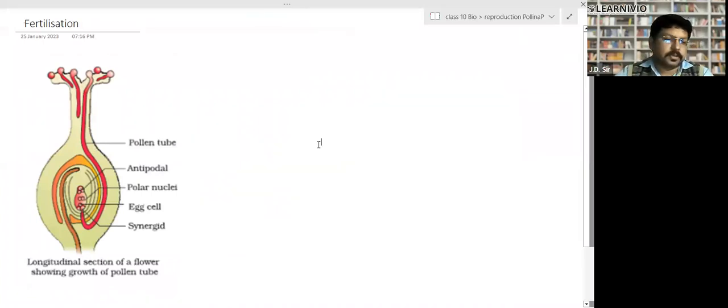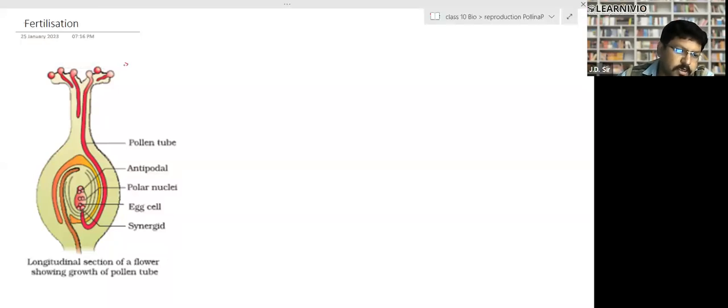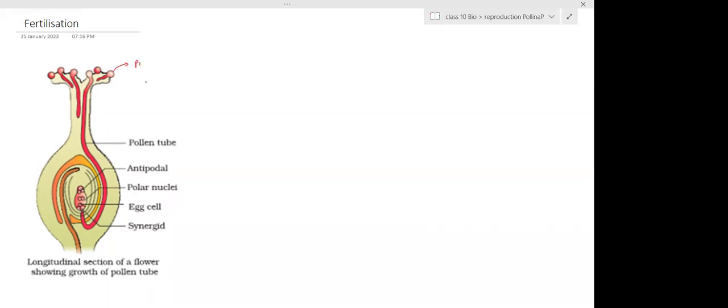Look, this is fertilization. That's how fertilization takes place, and pollination we have already understood. Now let me tell you what fertilization is. I have already told you that these small structures are called pollen grains. These pollen grains start germinating. When germination starts, the formation of this kind of structure takes place.